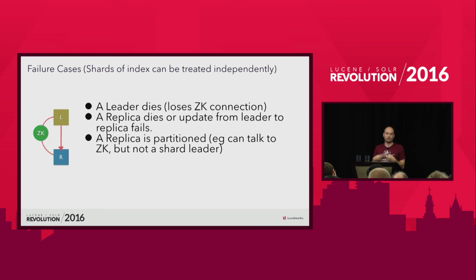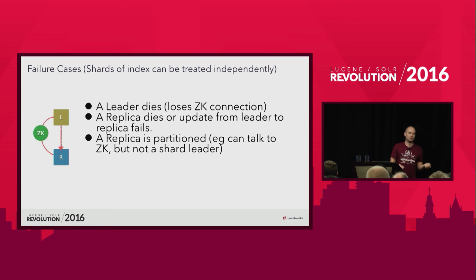Another case is if a replica dies. So you've got documents coming into a leader of a shard, and it has to distribute those documents to the replicas. One of the replicas may just go away. That's an easier case. You just have to handle when the replica comes back, it has to get back into sync with the leader. And then another case is a replica is partitioned.